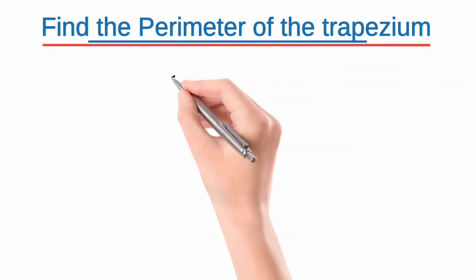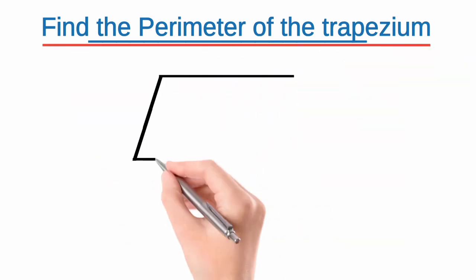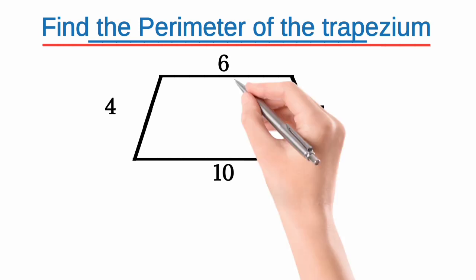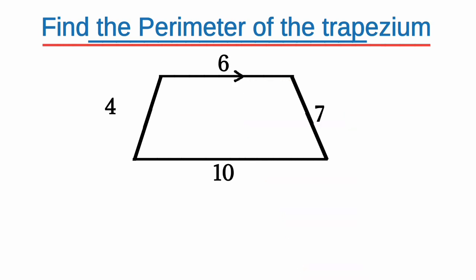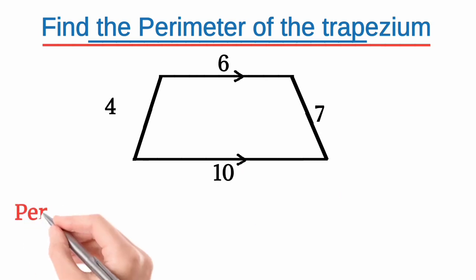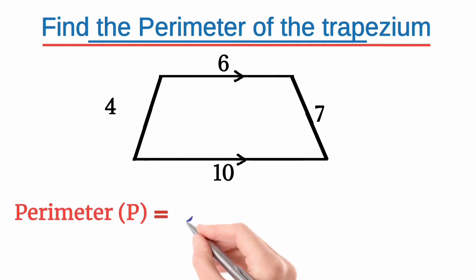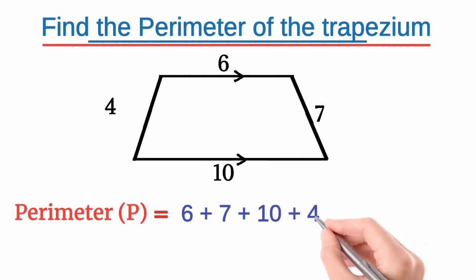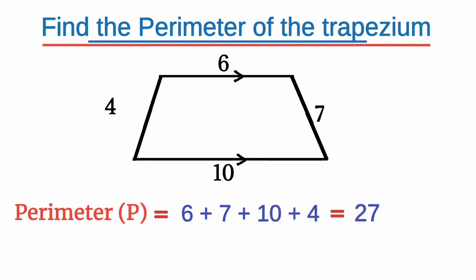Find the perimeter of the trapezium. This is the diagram. The upper part A is 6 and the lower part B is 10. Normally, the lower part is longer than the upper part. Now, the left side is 4 and the right side is 7. Most importantly, let's indicate our arrow signs. Let's find the perimeter. The perimeter P is the addition of 6, 7, 10, and 4, which is equal to 27.